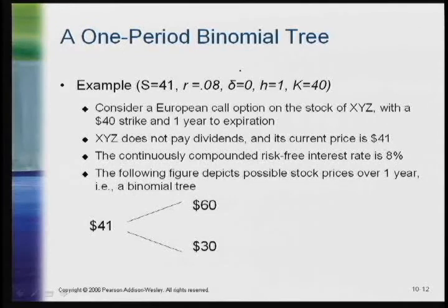So in our model, we're going to assume that over the course of a year, the $41 price can go up to $60 or down to $30. We'll worry in a moment about how one develops this model, but let's just assume those are the only two possible states of this stock in 1 year.